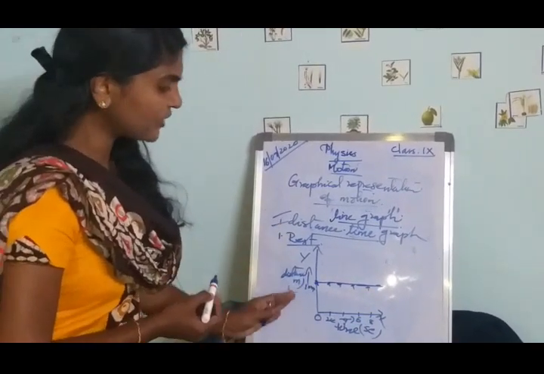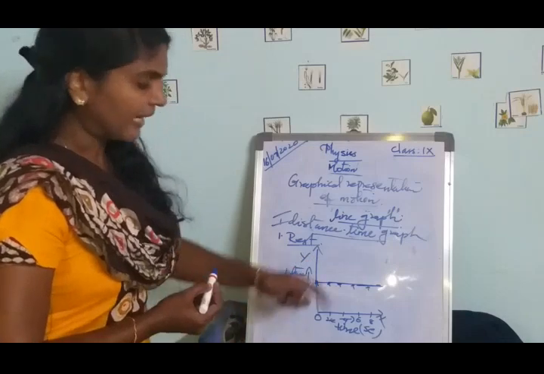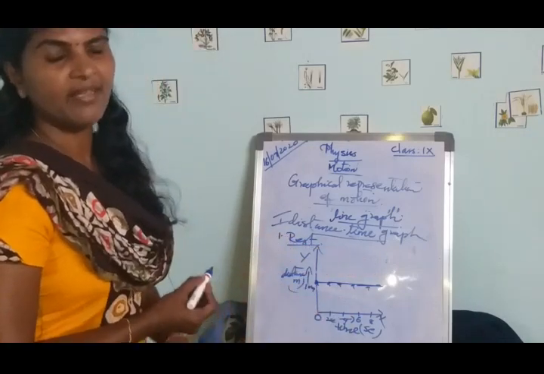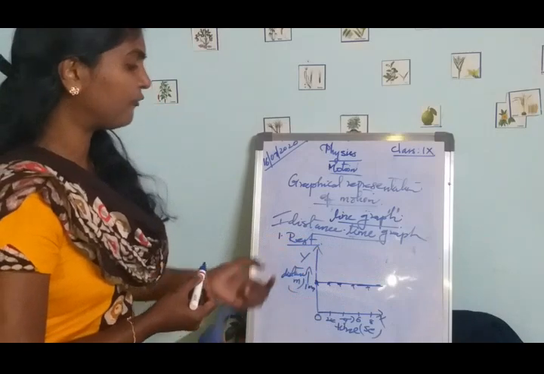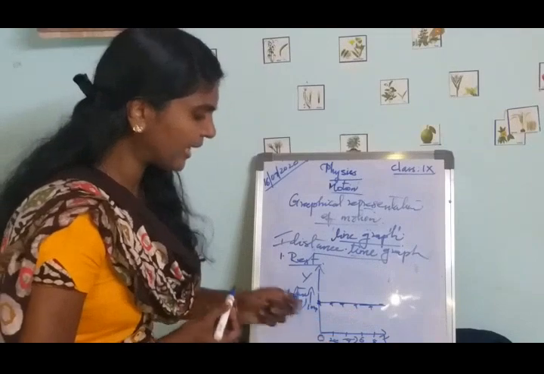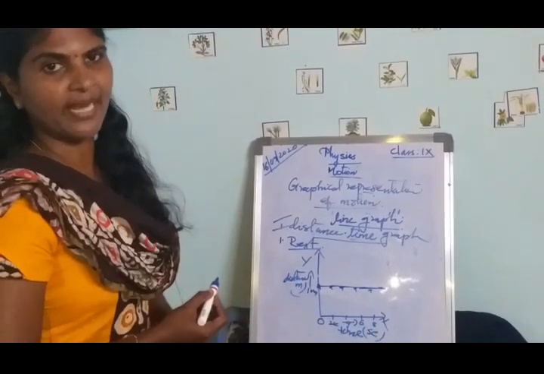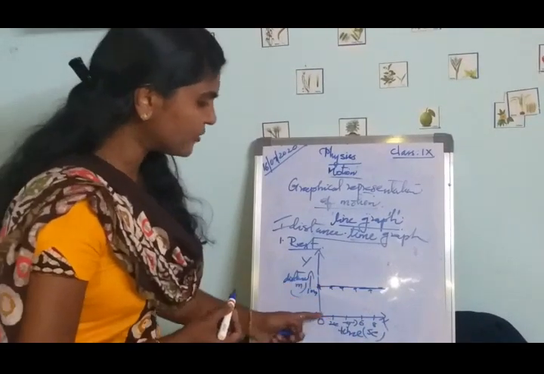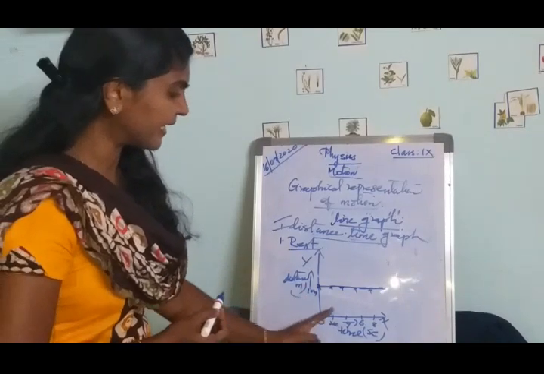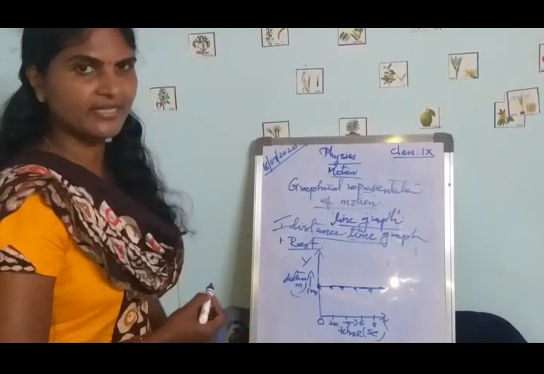Then what is the nature of this distance time graph? It is a straight line parallel to the time axis. What is the nature of the distance time graph for an object at rest? It is a straight line parallel to the time axis. That is about the distance time graph for an object at rest.